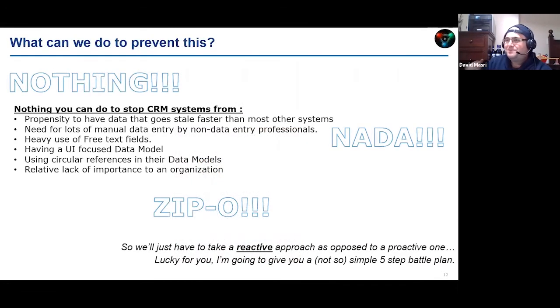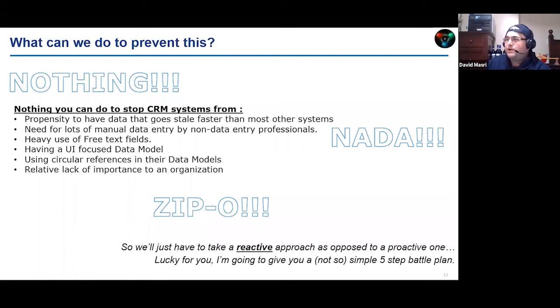So how do we prevent this? We went through 6 problems: the propensity for data to go stale, lots of manual data entry by people who don't know how to do data entry and don't necessarily want to be doing data entry, heavy use of free text fields, and a UI-focused data model. Good luck changing Salesforce's logic or thinking.